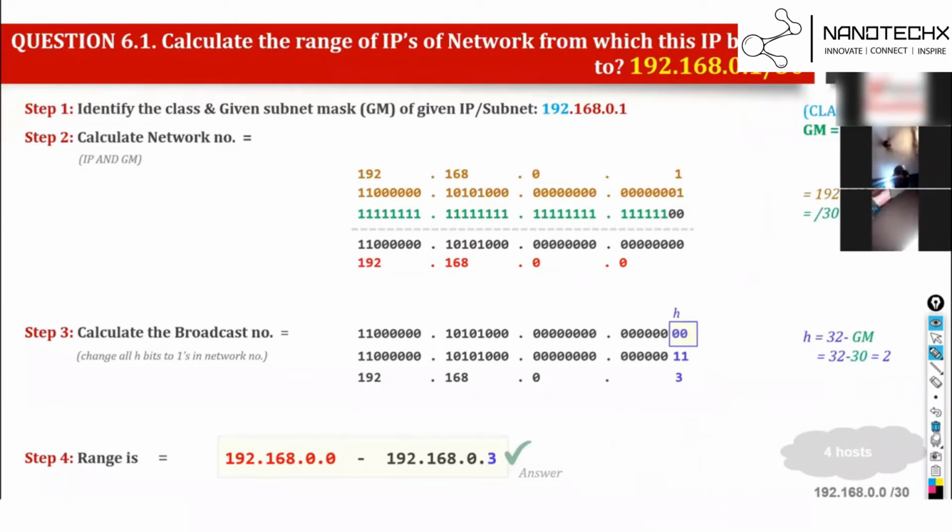So step number 2, we have to calculate the network number.